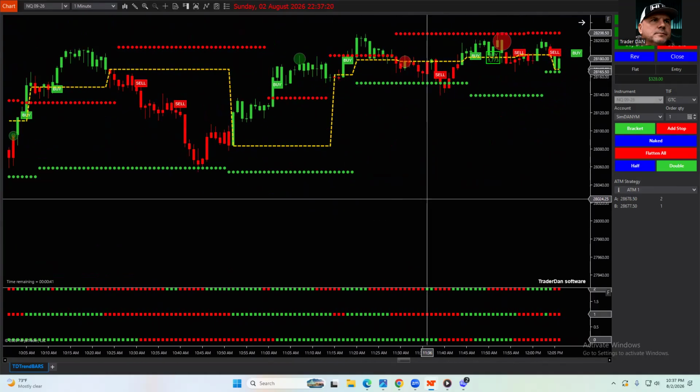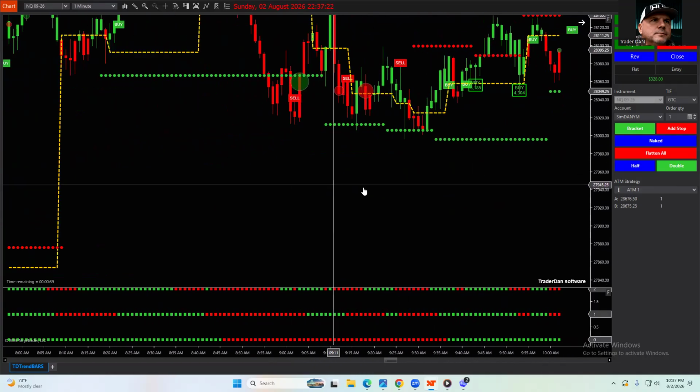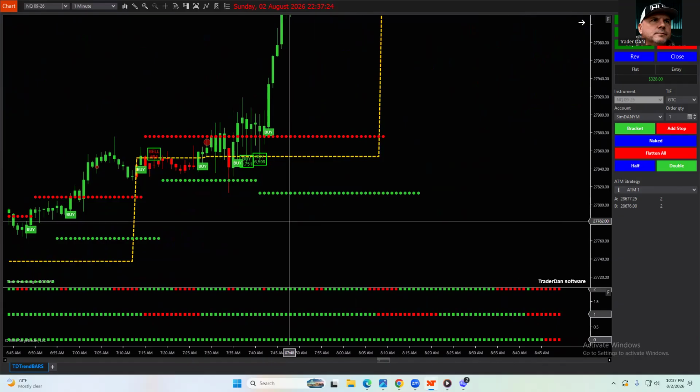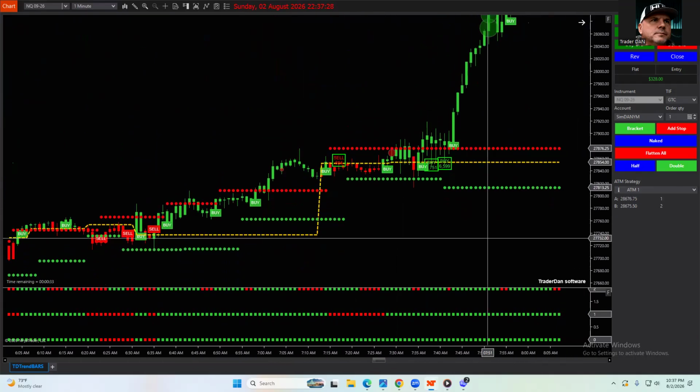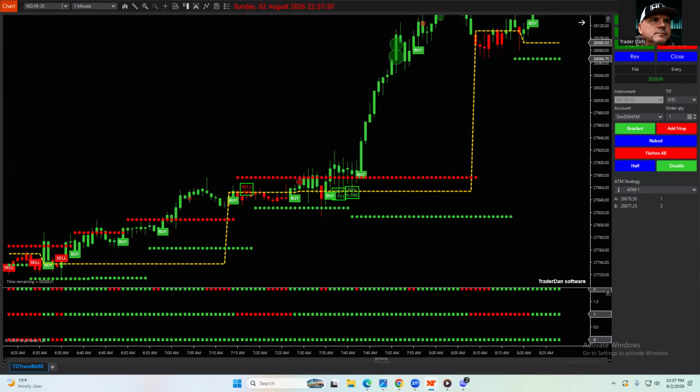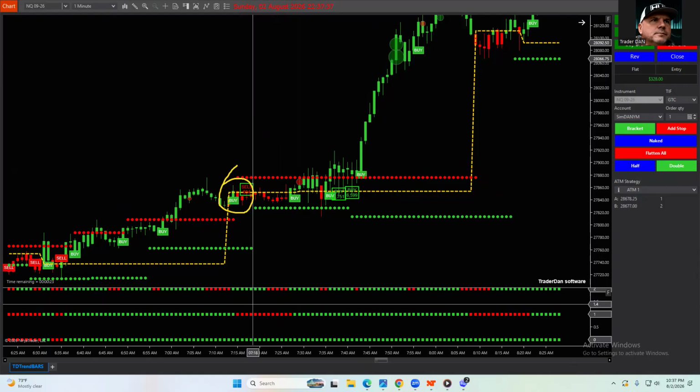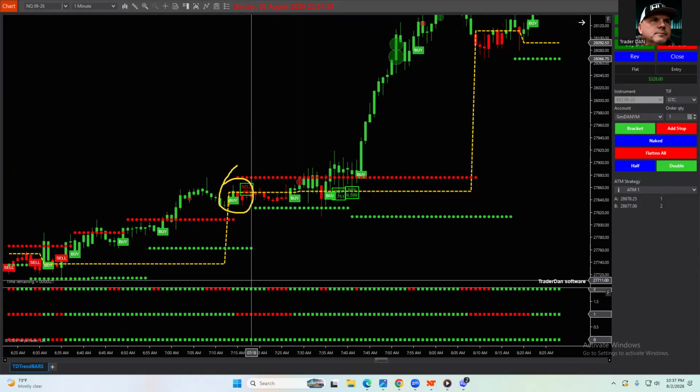Does it work in all the sessions? It works wherever you want it to work. I like to trade, this is a momentum indicator, right? So when momentum comes in, I want to trade that momentum. Now, I would not take that short. Why would I take that short? Well, number one, we're green here. Red in the middle and green on the bottom. So unless all three of these are red, I don't want to take a trade.